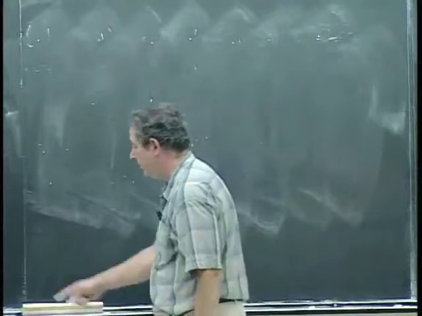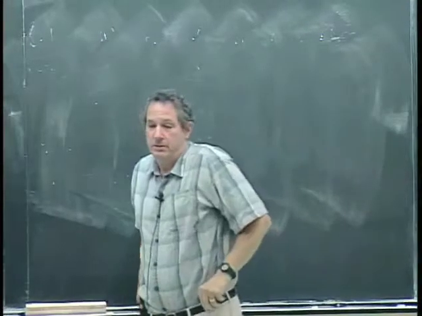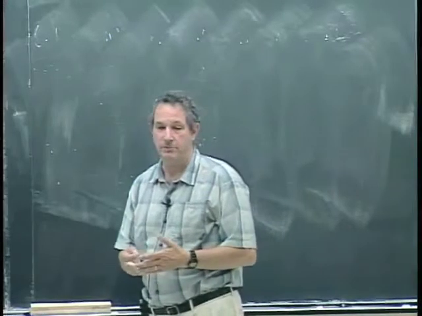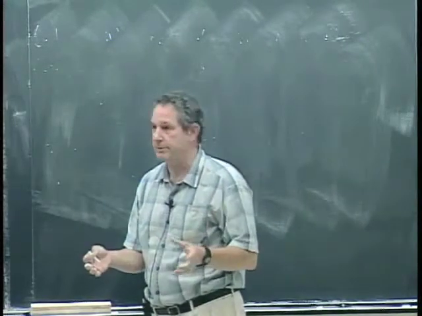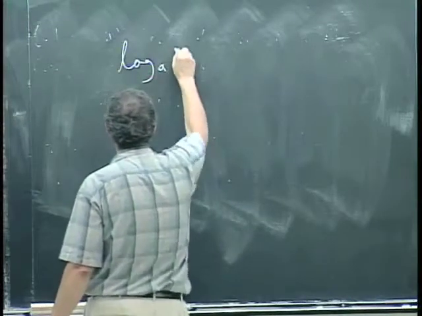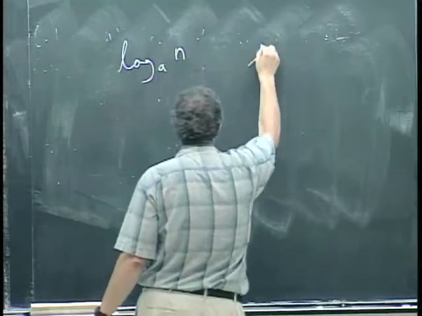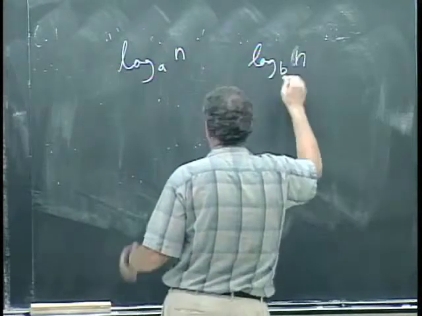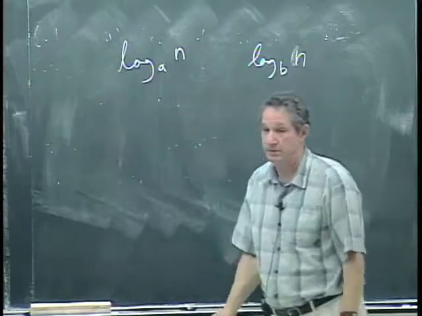So why is that? What's the relationship of numbers, well, log base A of n, how does that relate to log base B of n? Where A and B are two different bases.